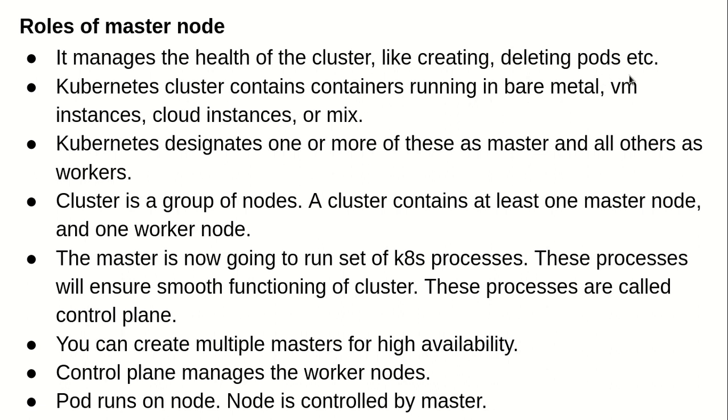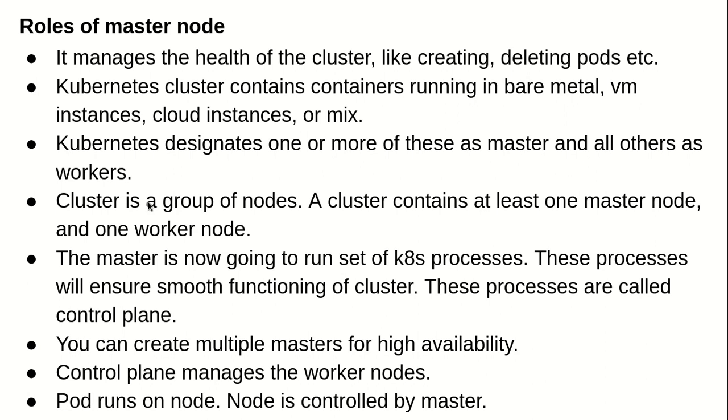So some of the containers may run in virtual machines, or some of the containers may run in cloud instances, just like in the previous video, where we discussed what a hybrid cloud is. Kubernetes designates one or more of these as master and all others as workers. So basically there will be multiple nodes present inside Kubernetes. Kubernetes will designate some of the nodes as master nodes, and will give the designation of worker node to all the other nodes.